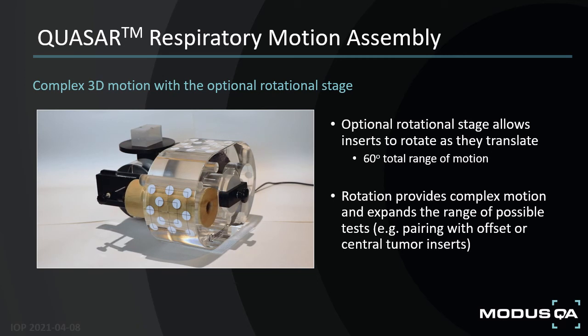With a total rotation range of around 60 degrees, physicists can adjust this to their liking. You will be able to provide additional complex motion and expand the range of possible testing scenarios. This might be particularly useful when paired with an off-center tumor insert or other geometric shapes, as you'll be able to map the possible rotational motion of the tumor within that pseudo patient body model.